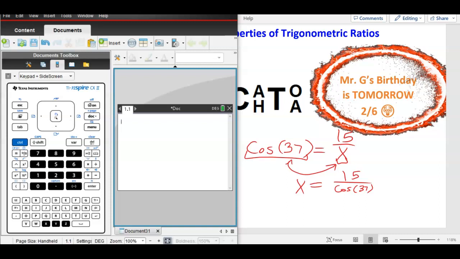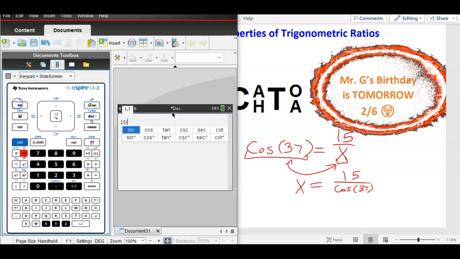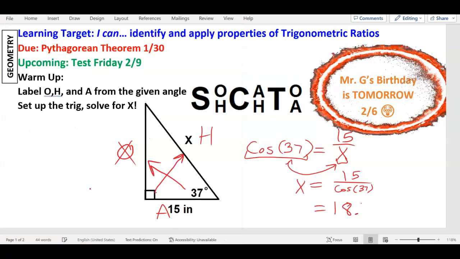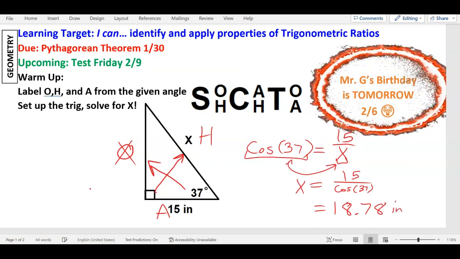All right. Now, let's do the math here. 15 divided by cosine 37. 15 divided, trig, cosine 37. There's a trig button. That's what I was saying. There you are. All right. Hit enter. And we get 18.782. The 2 makes the 8 stay the same. Doesn't round up. 18.78 inches.